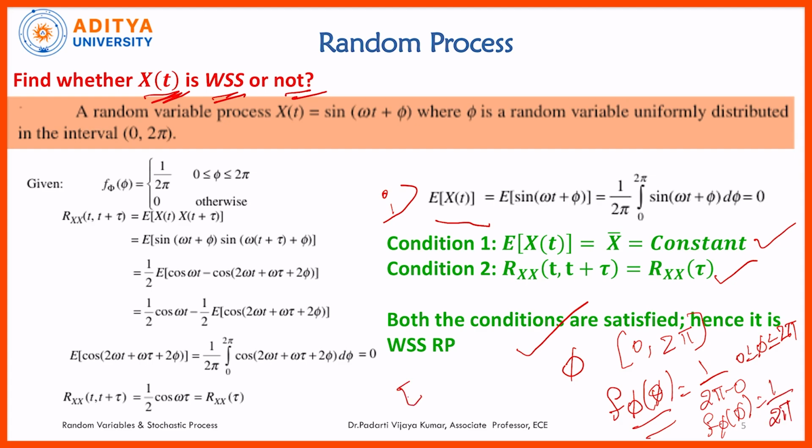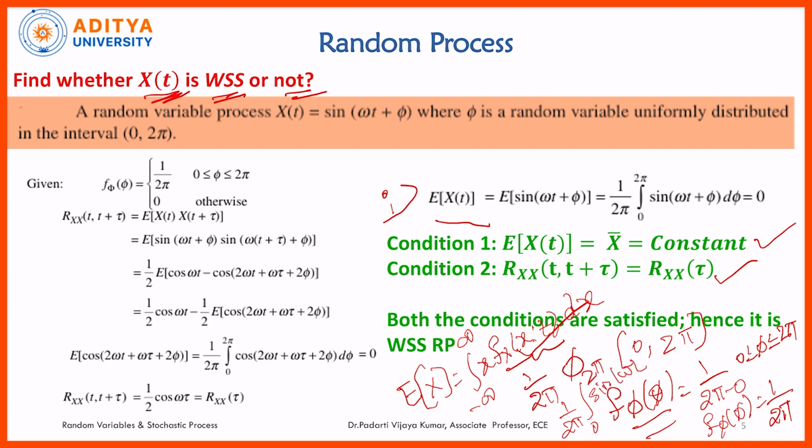What is the formula for expectation? E of x is equal to the integral from minus infinity to infinity of x into f x of x dx. Applying this, you can see here f of phi is 1 by 2 pi, which is a constant. I am bringing it outside, and the limits are from 0 to 2 pi, and the function x of t is sin omega t plus phi. Is it correct? Okay.